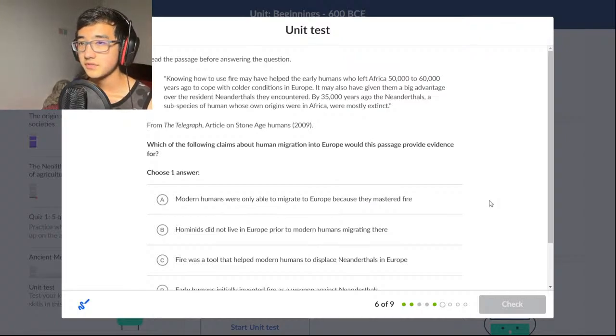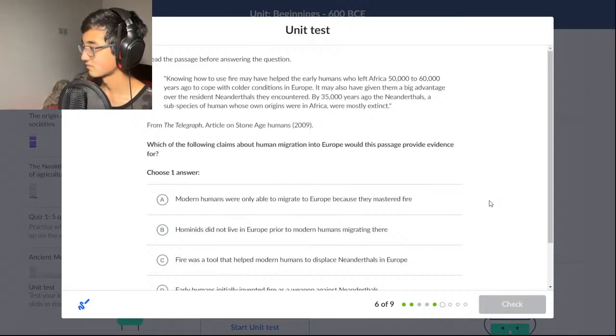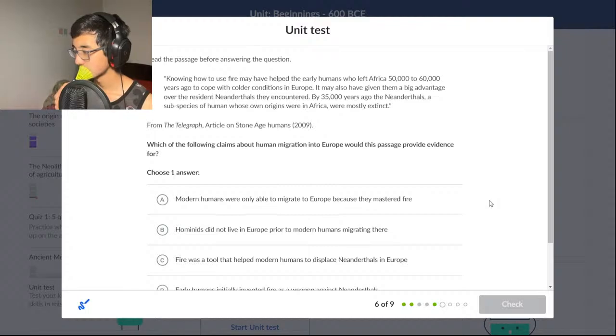Okay, knowing how to use fire may help the humans. Hey, this one looks familiar. I felt like I did this before. I probably shouldn't be doing that. Wonder how they make these anyway.